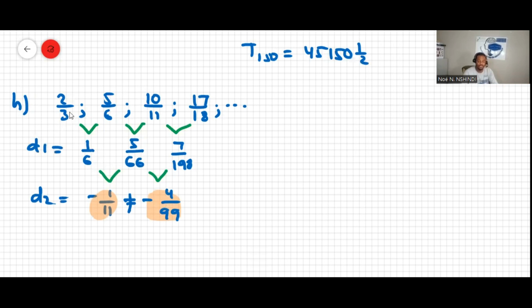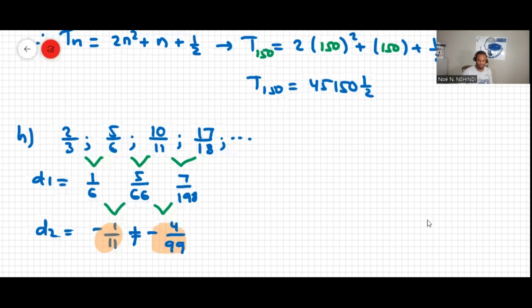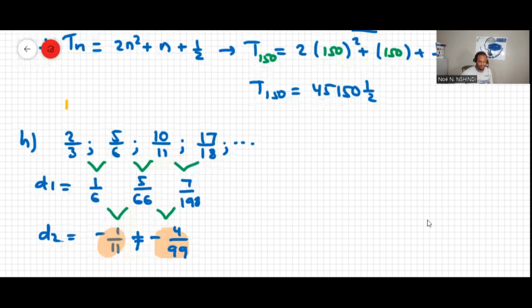Okay, let's try to solve them separately, the numerator and then the denominator, because this is another way of finding the pattern. So this pattern is definitely not quadratic. Now, if I look at the numerator here, 2, 5, 10, 17, I notice one thing. The square numbers are like 1 squared, 2 squared, 3 squared, 4 squared.